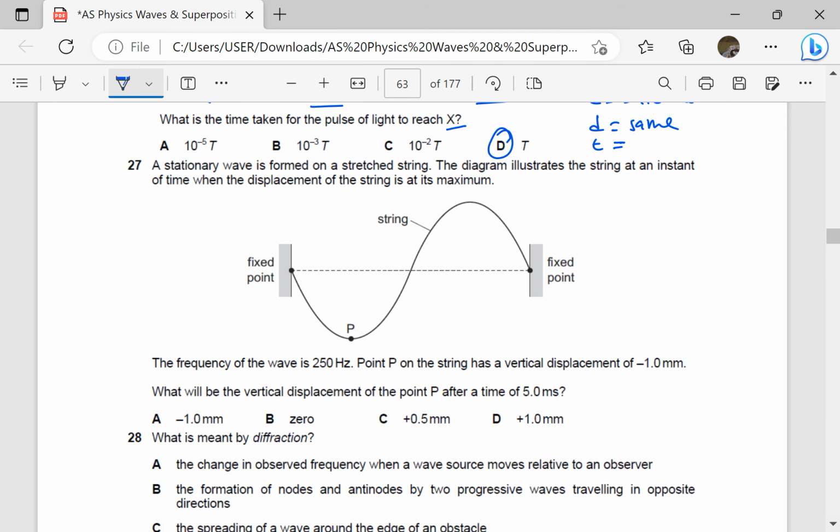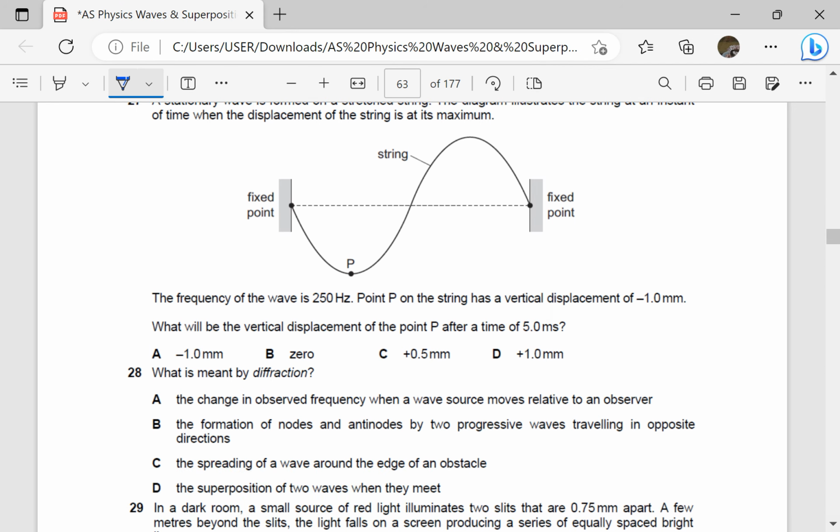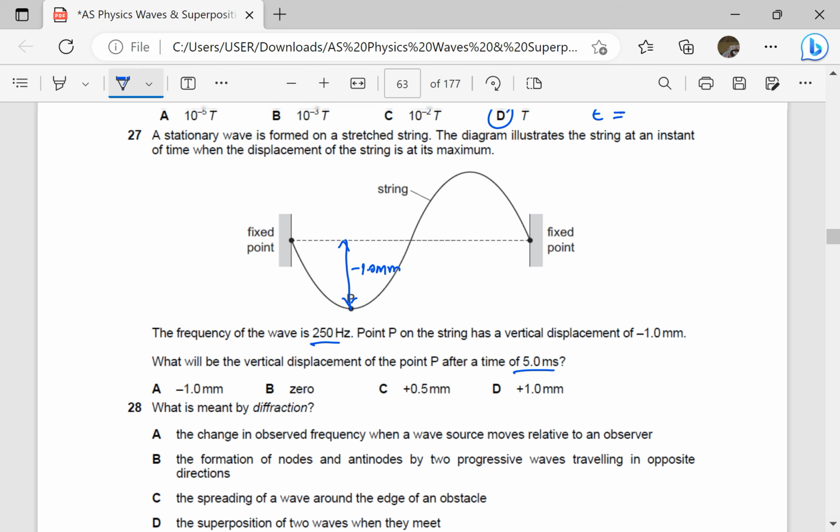A stationary wave is formed on a stretched string. The diagram illustrates the string at an instant of time when the displacement of the string is at its maximum. The frequency of the wave is 250 Hz. Point P on the string has a vertical displacement of negative 1.0 millimeters. What will be the vertical displacement of the point P after a time of 5 milliseconds?